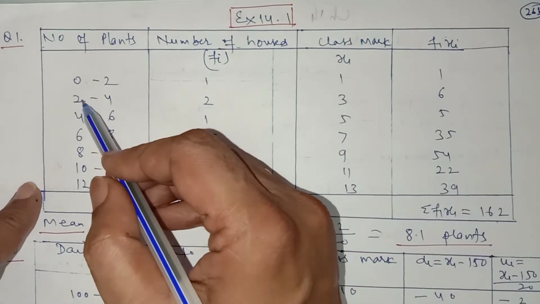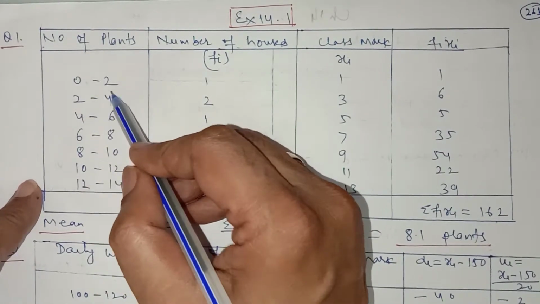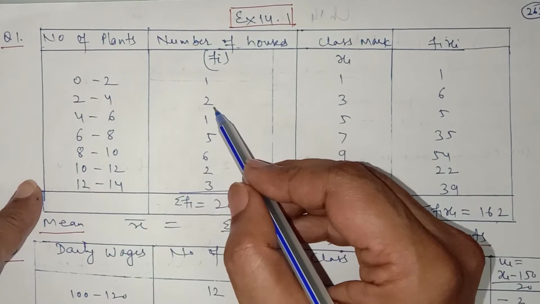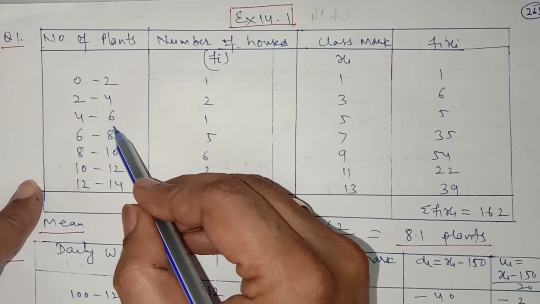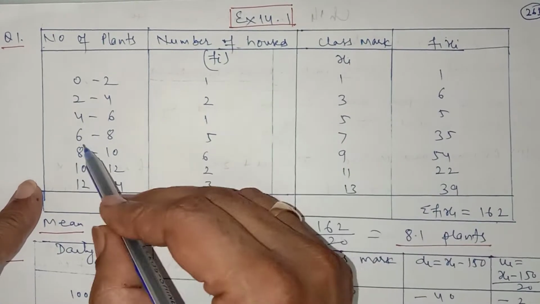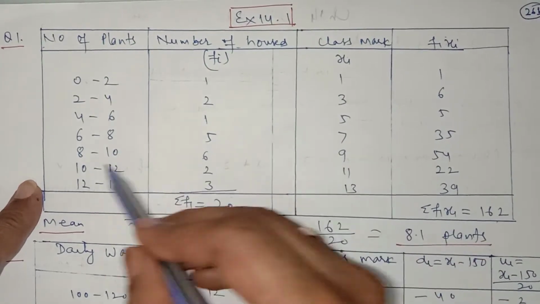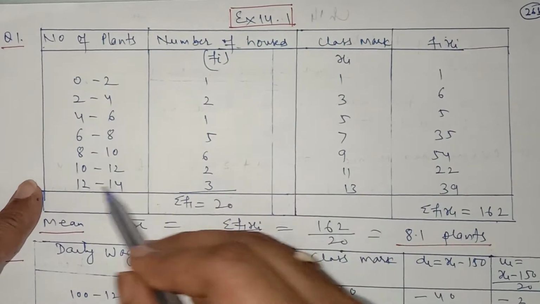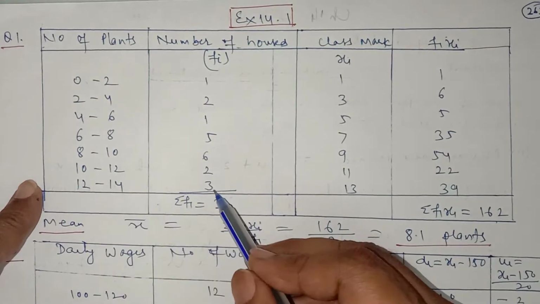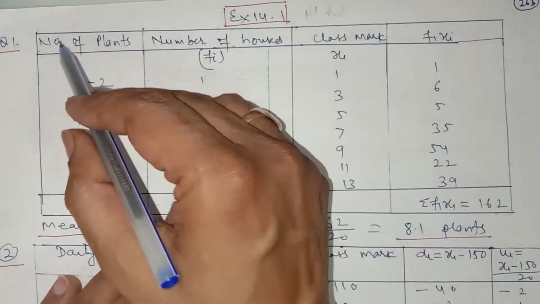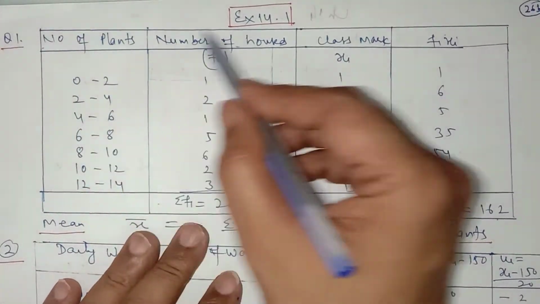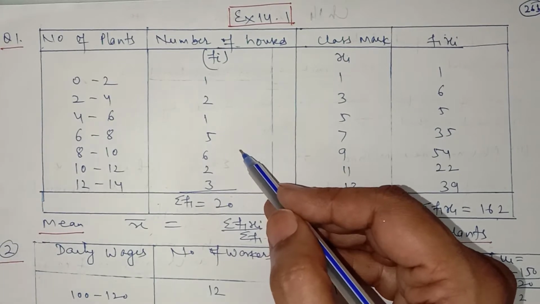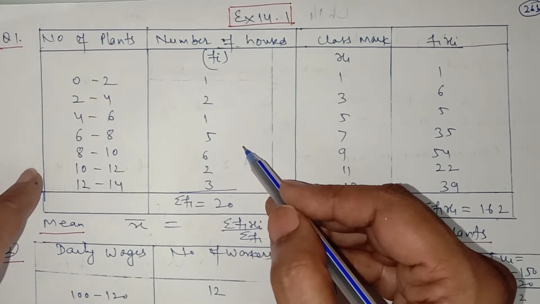Now the data is given as 0 to 2 plants in 1 house, 2 to 4 plants in 2 houses, 4 to 6 plants in 1 house, 6 to 8 plants in 5 houses, 8 to 10 plants in 6 houses, 10 to 12 plants in 2 houses and 12 to 14 plants in 3 houses. So this data is given, you can see it in your book. Now you have to find the mean number of plants in the given locality.